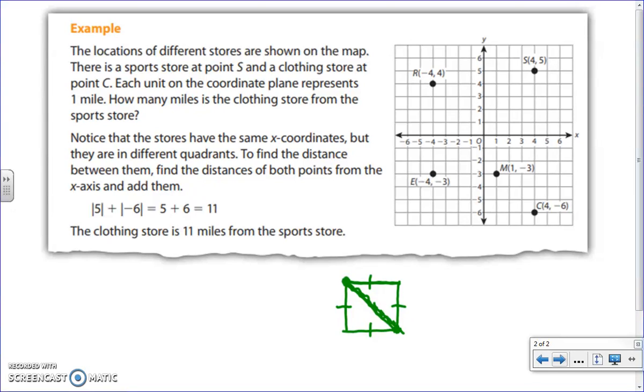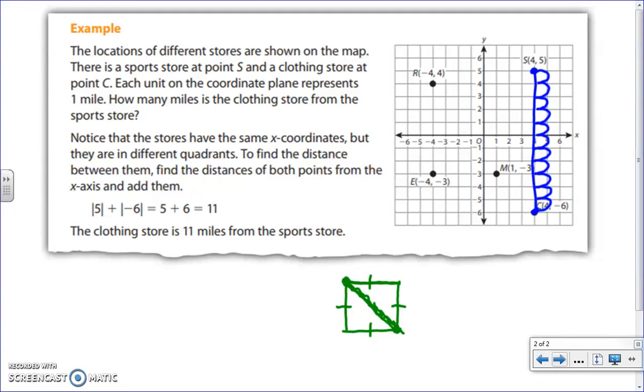Someday you'll learn that, but right now we can just find the distance between 2 points that are exactly vertically aligned or exactly horizontally aligned. So back to this problem, we want to know how far it is from S, the sports store, to C, the clothing store. That's how far we need to go. So we can do this a couple different ways. We can use the visual and say, okay, well, that's 1, 2, 3, 4, 5, 6, 7, 8, 9, 10, 11. They are 11 miles apart.